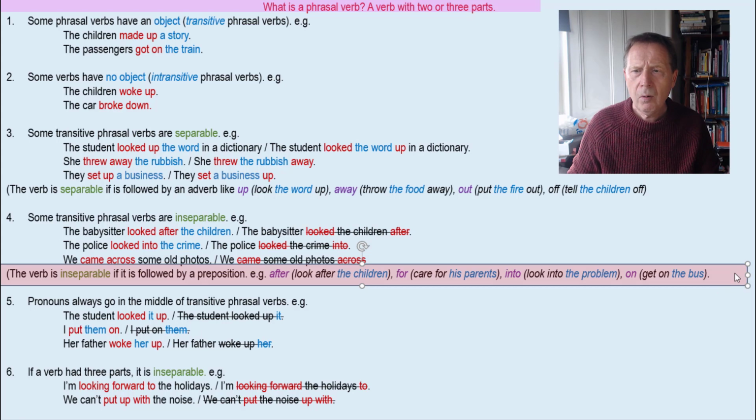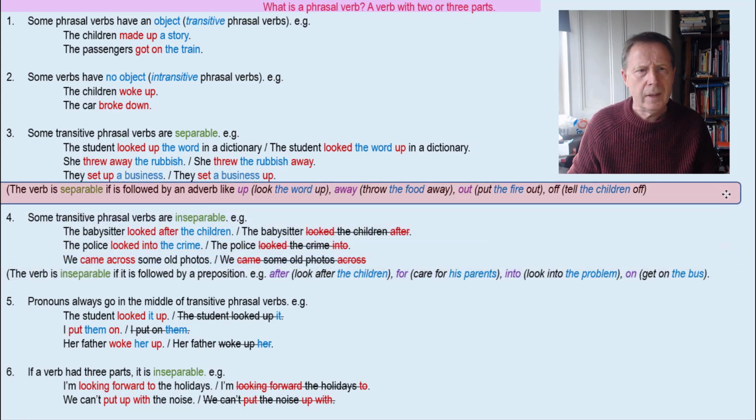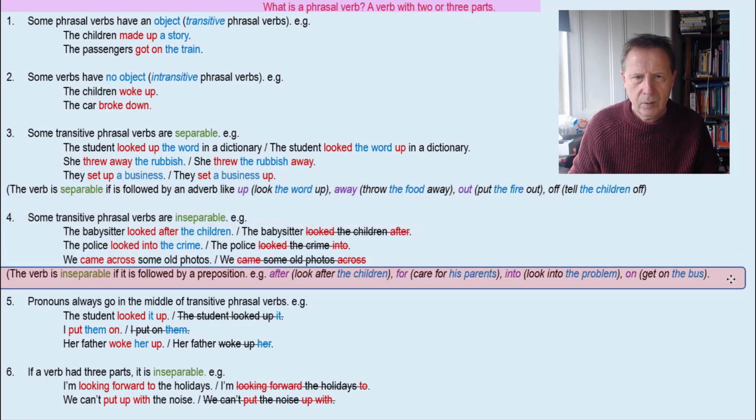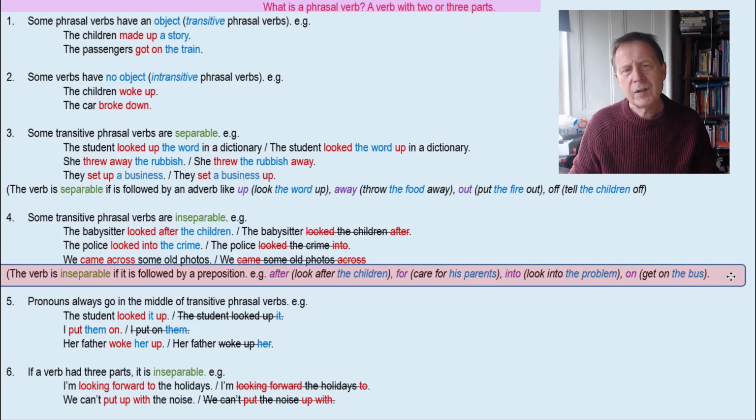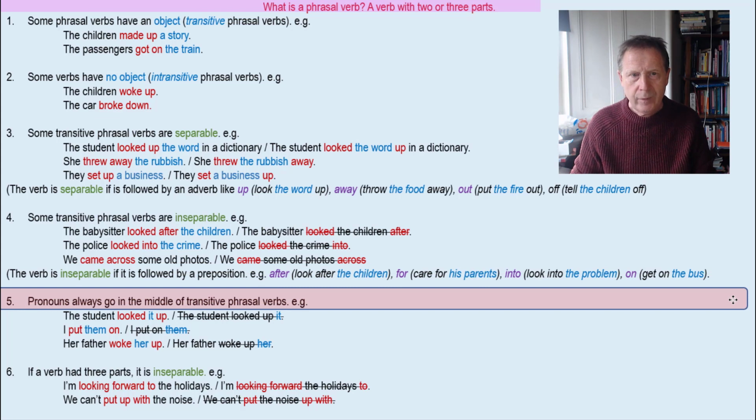So how do you know if a verb is separable or inseparable? Well, often it's difficult to know if it's an adverb or a preposition in the second part of the phrasal verb. So my advice is just look at lots of examples, read a lot, listen a lot, and you'll hear the more common phrasal verbs coming up again and again, and you get a feeling for which ones are separable and which ones are inseparable.